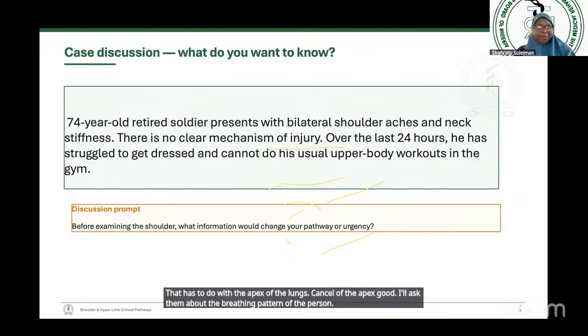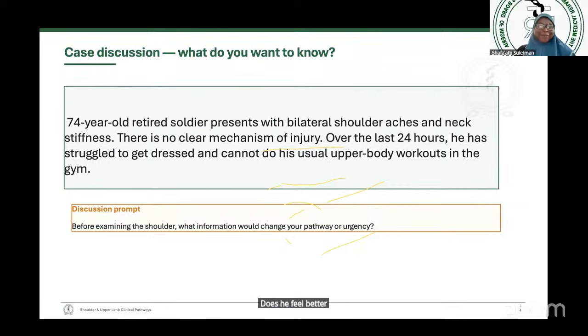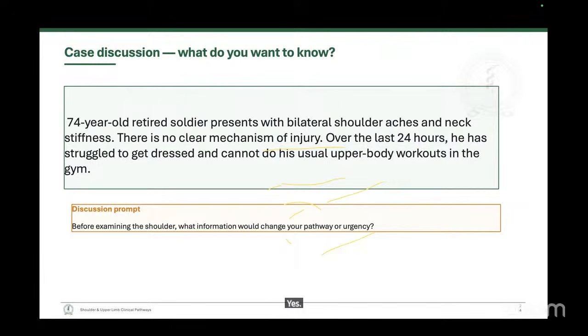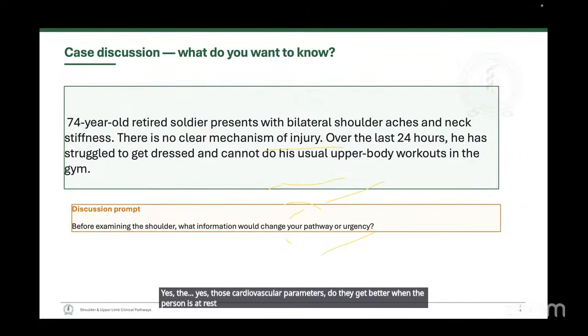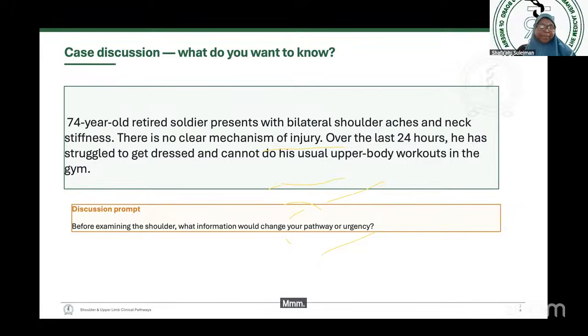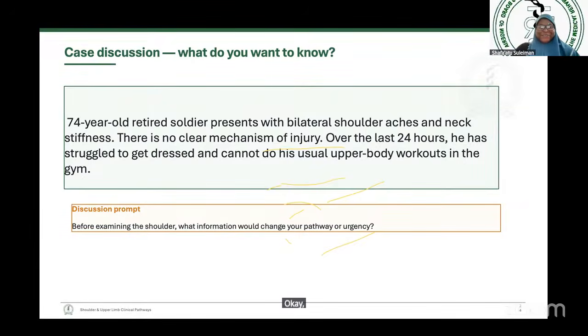When the person engages in exercise, is the person restless? How long does the person walk before becoming restless? And when the person is resting, does he feel better? Cardiac, lungs, those cardiovascular parameters, do they get better when the person is at rest? Or when the person is engaged in any form of activity, are they worse? So I would find out from the patient. Okay, that's a good one, Ma. Thank you.